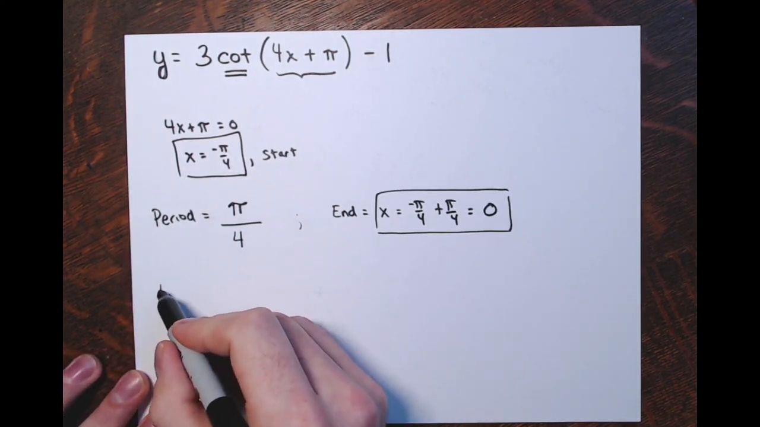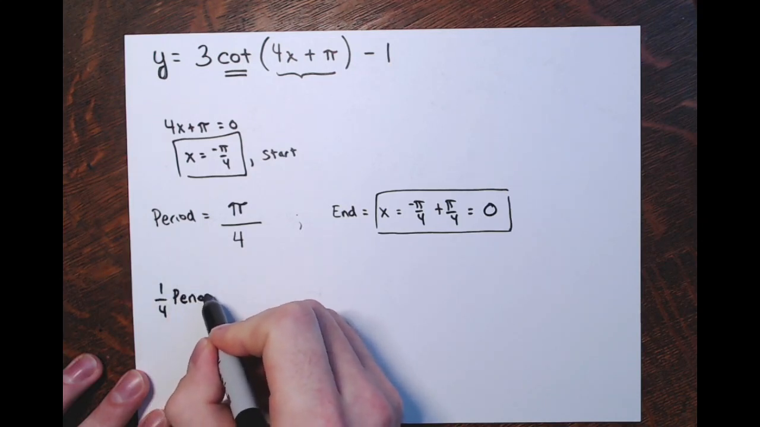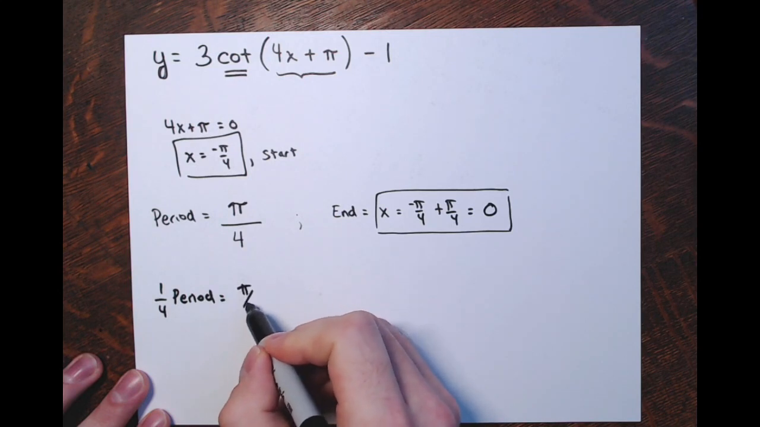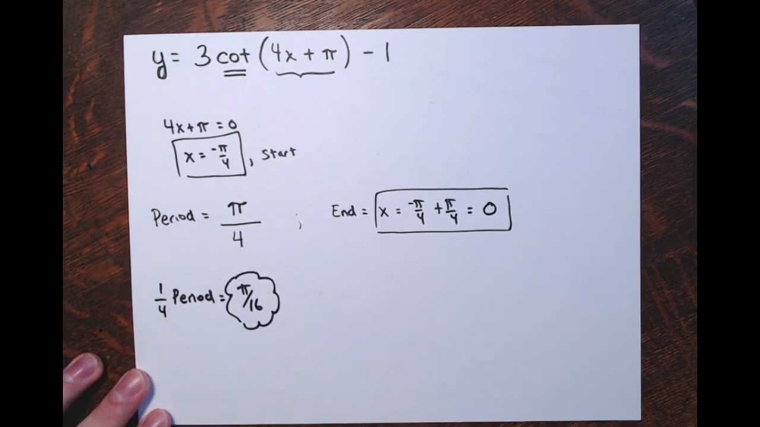All right, then I'll break this into quarters. What's a quarter of the period? That'd be pi over 16. All right, pi over 16, a quarter of pi over 4. So the distance between all my notches on the x-axis, the distance between each of these key values that I'm setting up, is pi over 16.